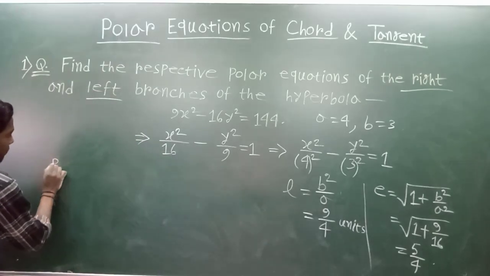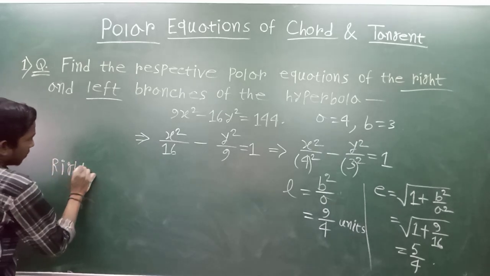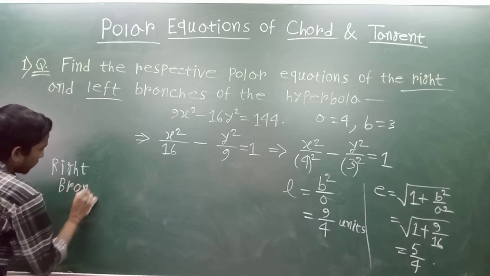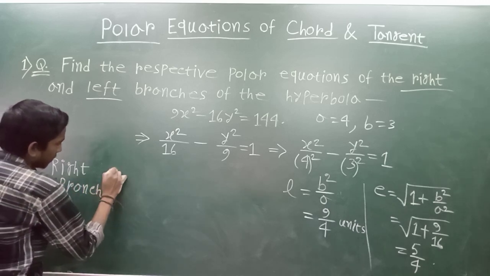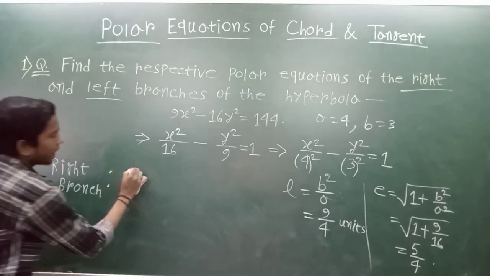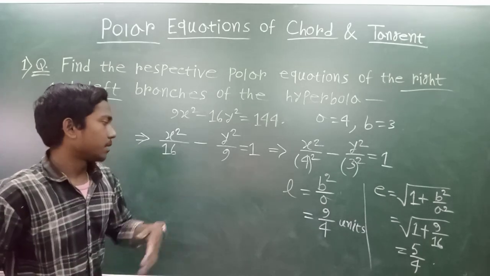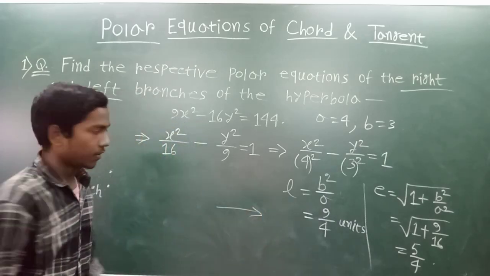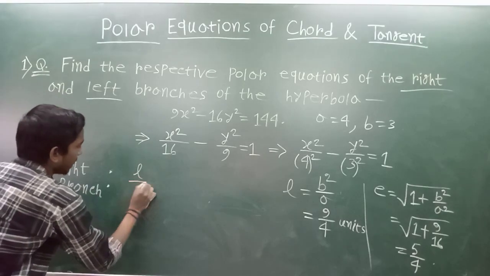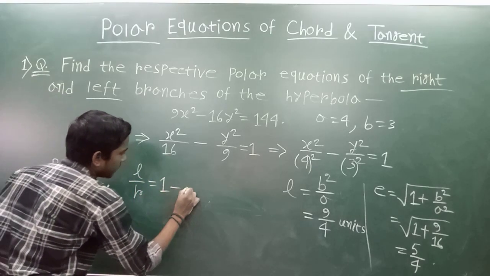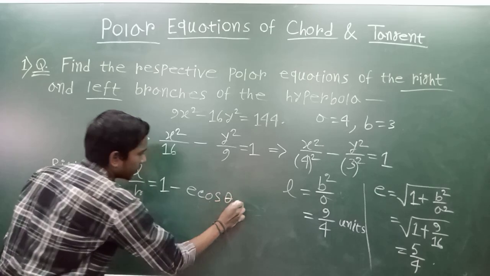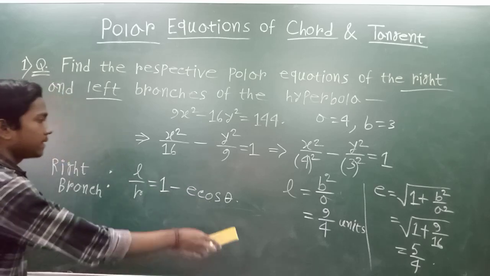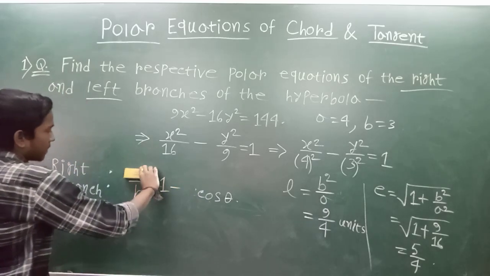The equation of right branch will be given as L by R. Since we are deriving the equation of right branch, we will take the positive direction in right. So the equation is L by R is equal to 1 minus e cos theta. This is the equation in that situation. So here L is 9 by 4 and e is 5 by 4. Just replace these values here.